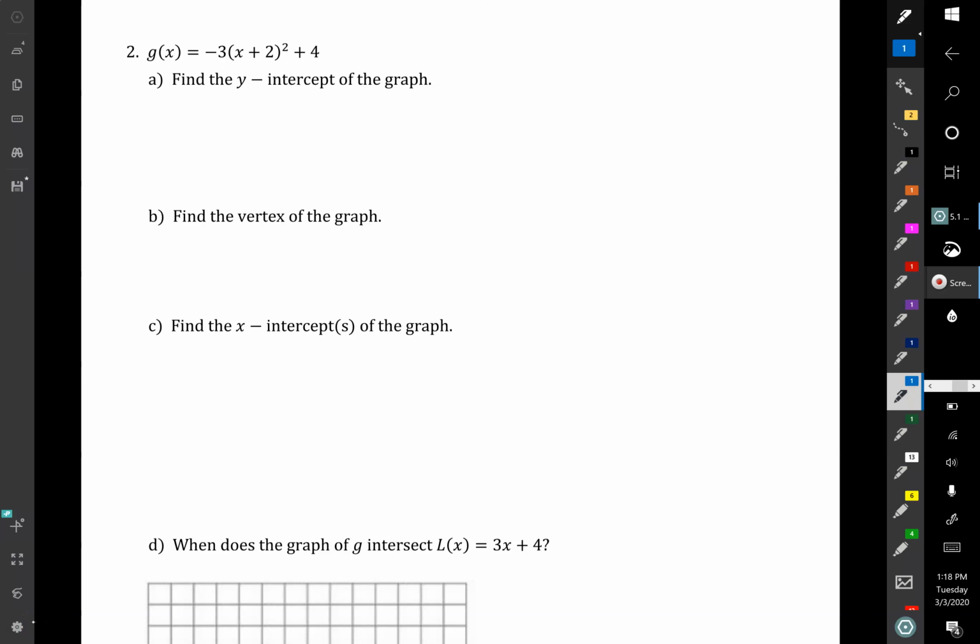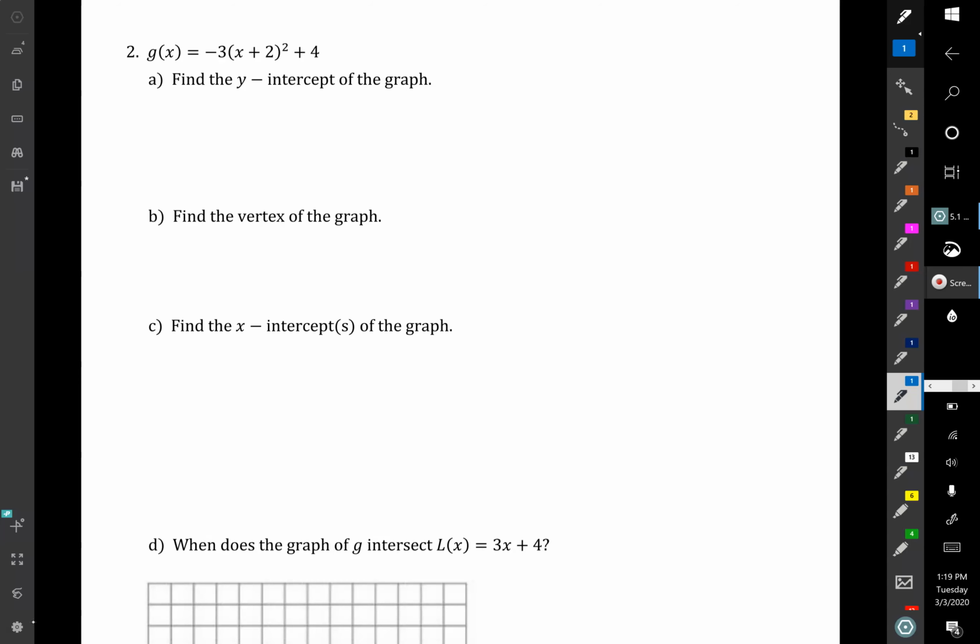Okay, so number 2 is set up in vertex form for us, or standard form. g of x equals -3 times (x plus 2) squared plus 4. Find the y-intercept of the graph. So remember, we can't just say whatever that constant hanging out there is. We have to plug 0 in for x and actually calculate that out.